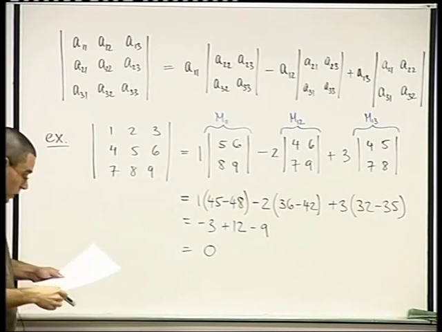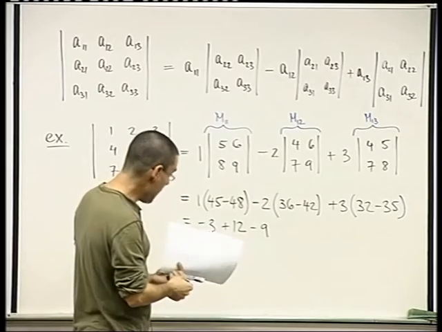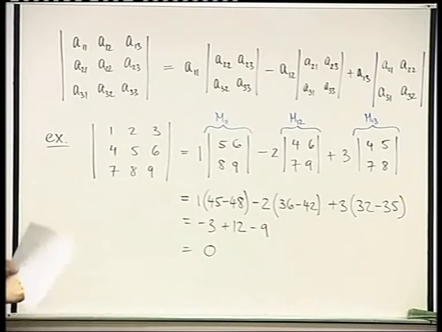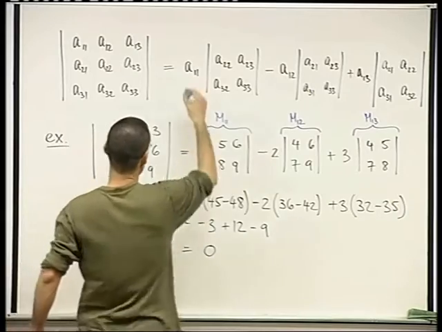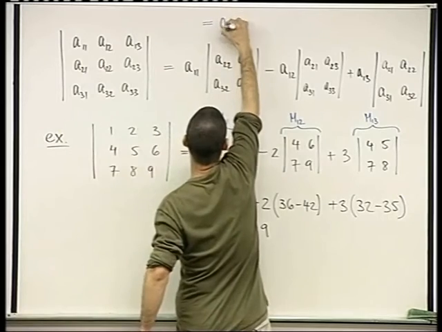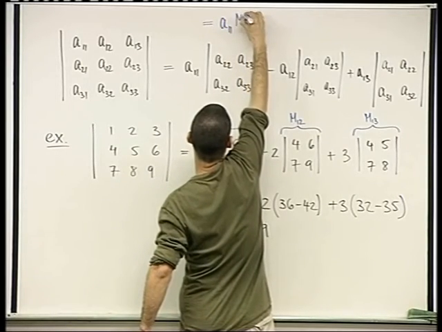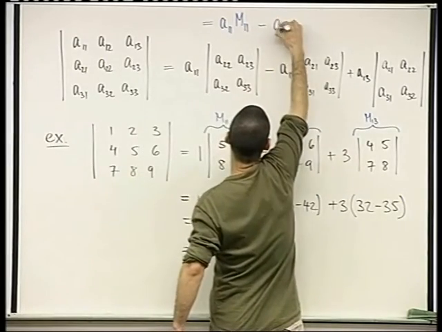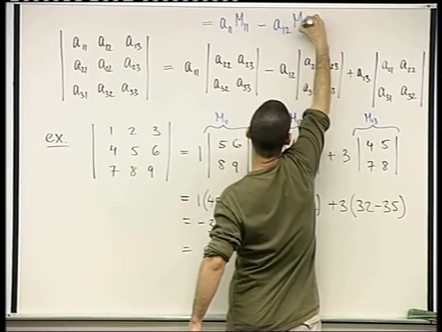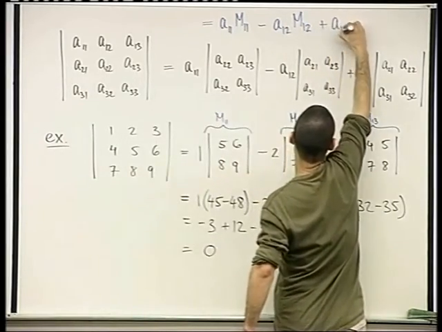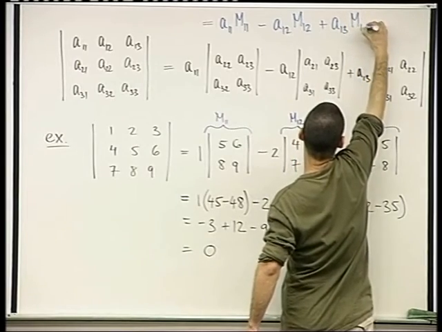We're taking the elements in the first row, crossing out rows and columns, and being left with minors. Clear? Okay. So another way of writing this thing, tell me if you agree now, maybe let's write it up here in blue. So this thing equals A11 times M11 minus A12 times M12 plus A13 times M13.